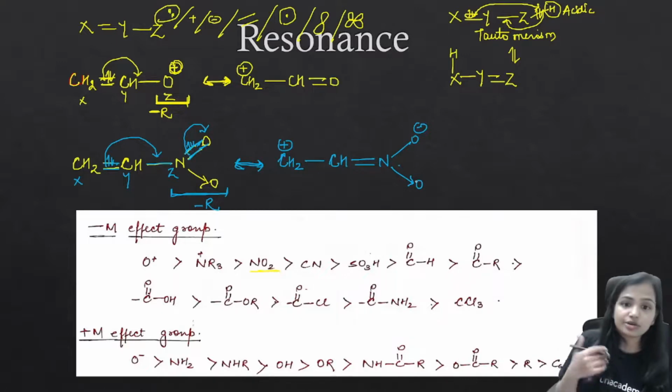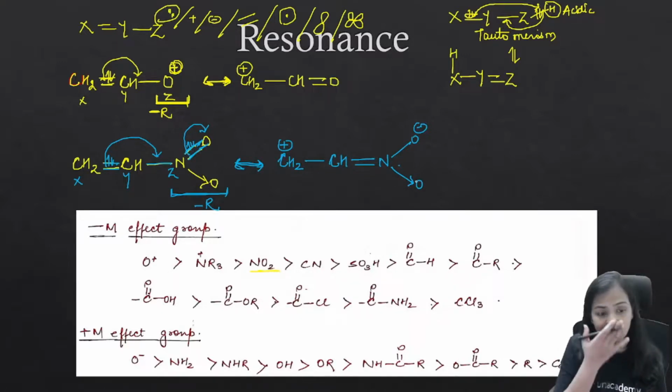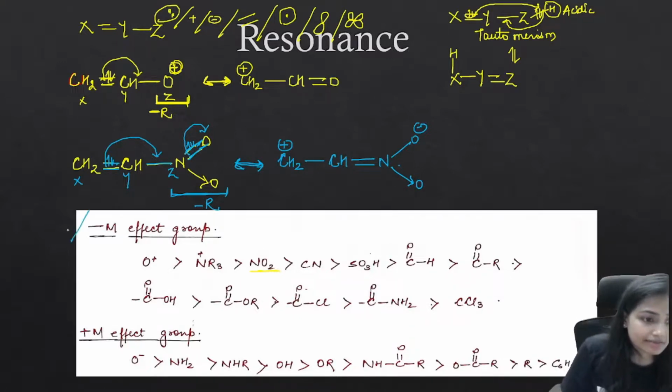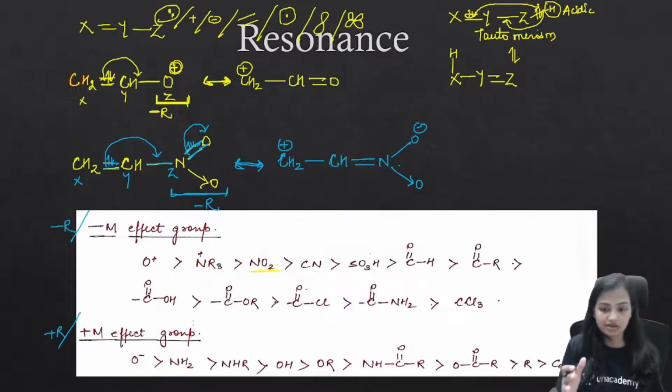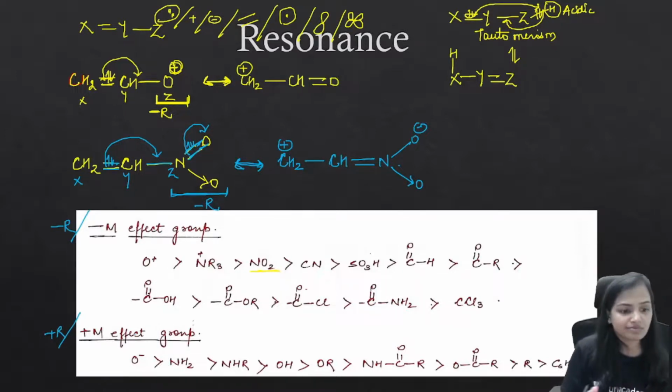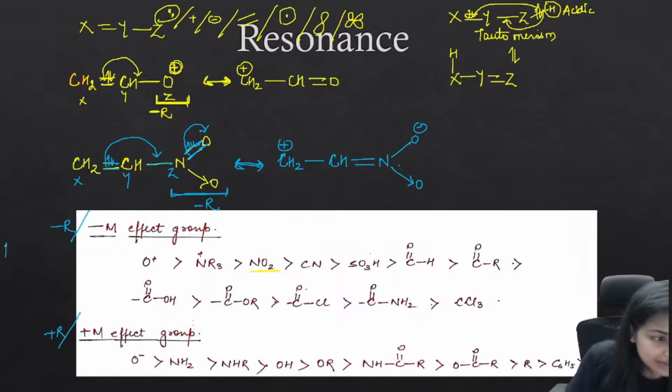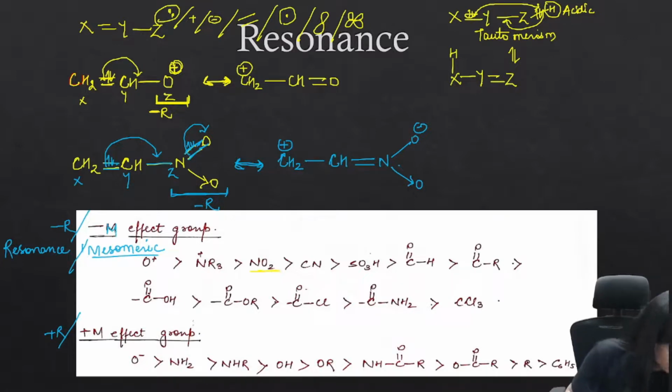It could be a plus M, it could be a minus M. Guys, we can say that minus R or minus M is the same thing. Similarly, plus R or plus M is the same thing. So you need not confuse between plus R and plus M, and minus R and minus M, because the resonance effect can also be said to be the mesomeric effect. So when we say that this resonance is mesomeric in nature, we use minus M.